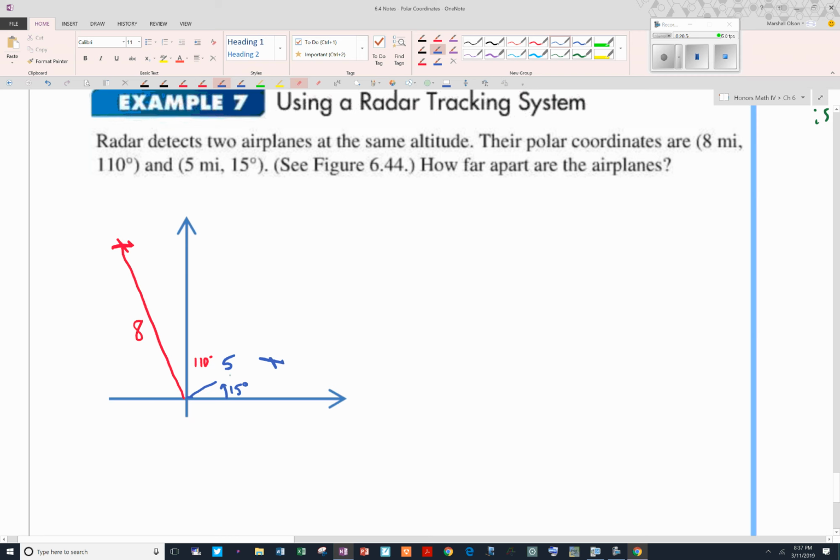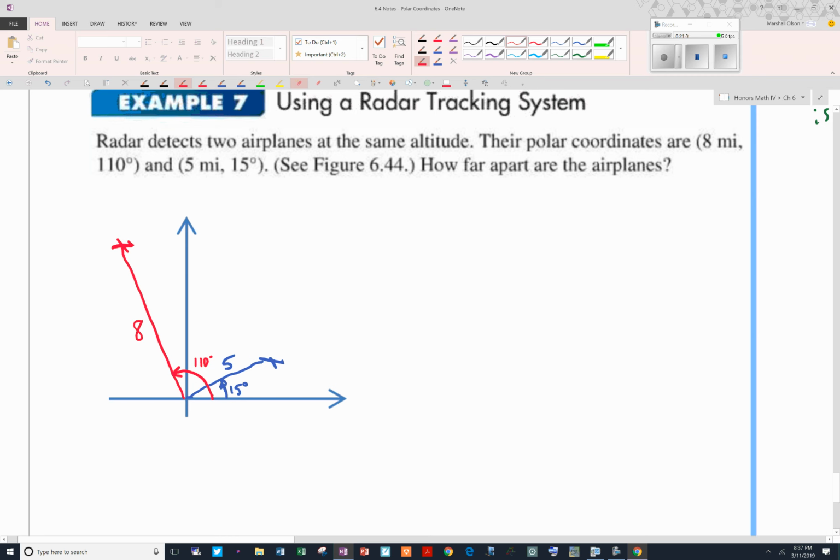Here's that plane, and here's that 110 degrees. Can't hit fast forward enough in this video. So this is what we know so far. Extend that angle down.